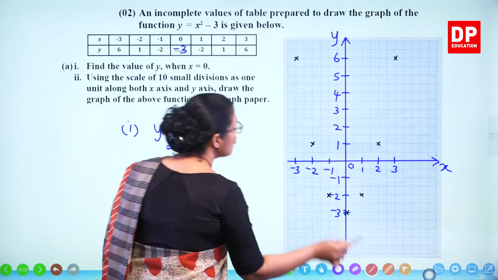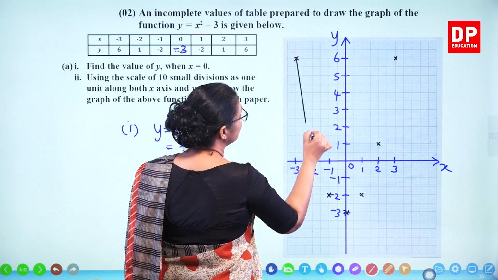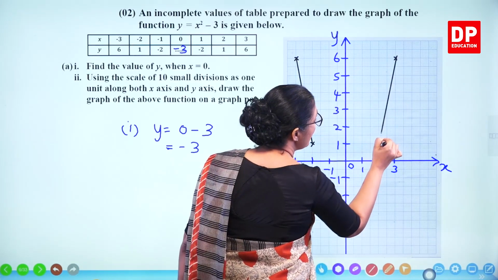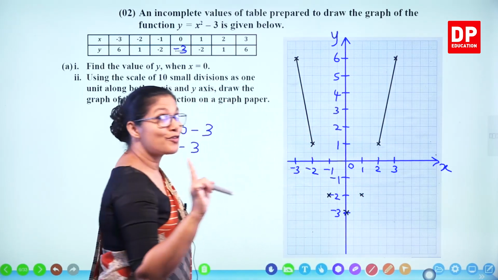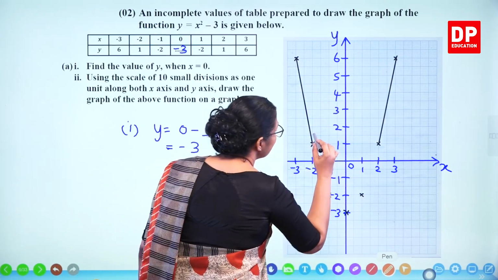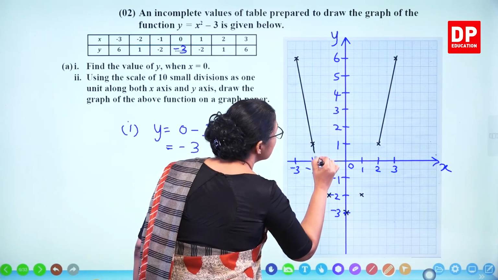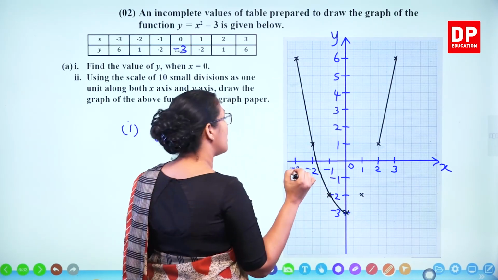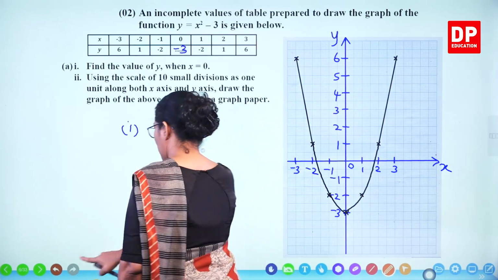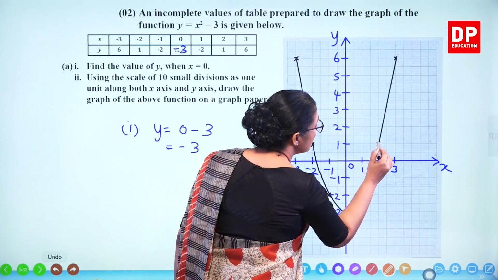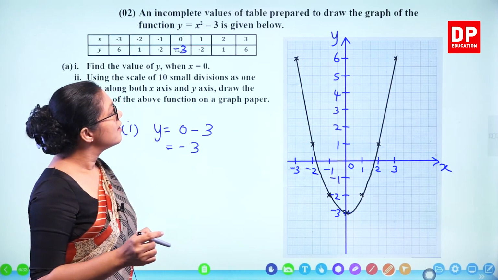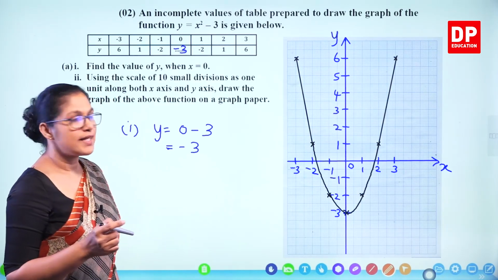Now you can join. Here I am using the ruler only for these 2 points. Don't use the ruler to draw quadratic graphs. You have to draw smoothly. So now you can connect to here and up to here. Again, here to here. So this is the quadratic graph of x squared minus 3.